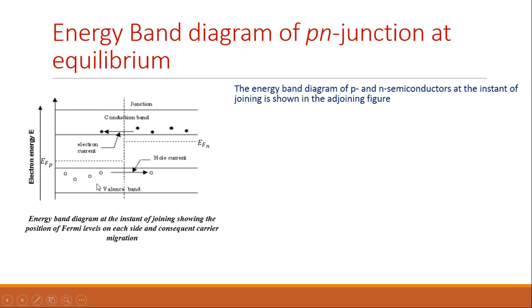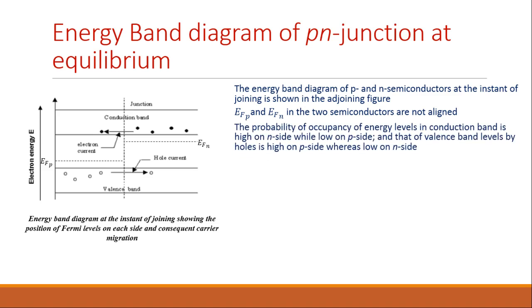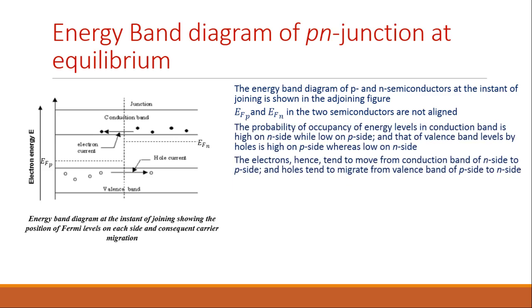Similarly, the probability of occupancy of valence band levels by holes on P side is high, whereas it is low on N side. As a result of this, holes tend to move or migrate into the valence band levels on N side. Current flows due to such migration of carriers.